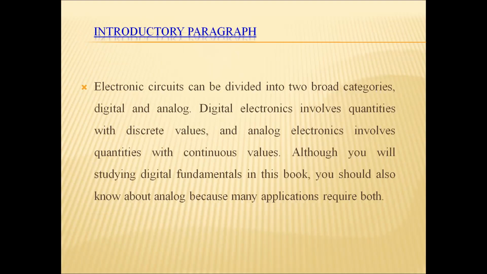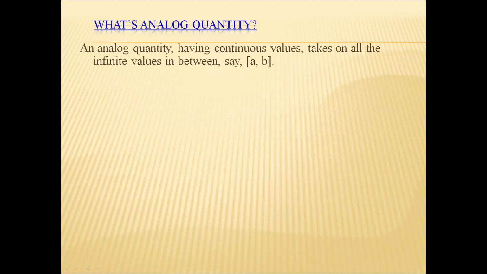Introduction. Electronic circuits can be divided into two broad categories: one is digital and another one is analog. Digital electronics involves quantities with discrete values, and analog electronics involves quantities with continuous values. Although you will study digital fundamentals in this course, it's also important to know about the analog portion, because you can achieve these digital techniques by using these analog modules only.